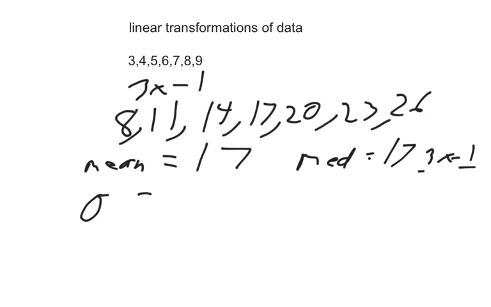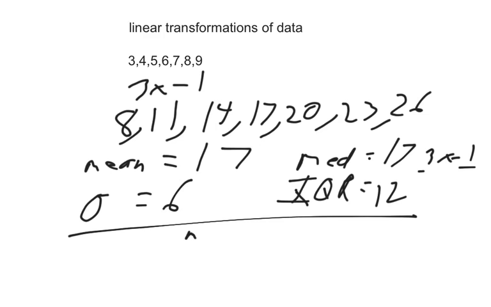Now the standard deviation here turns out to be 6, and the IQR turns out to be 12. These two, the spreads, were multiplied by 3, and the minus 1 didn't affect them because subtracting 1 will not have any effect on the range.